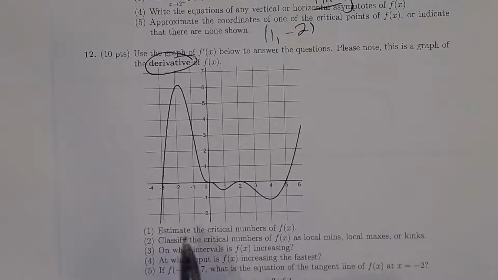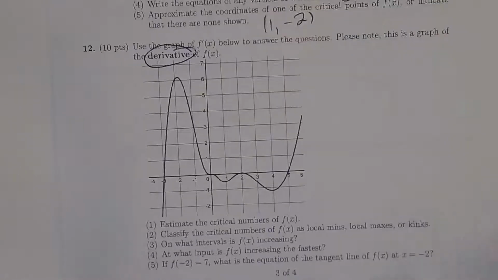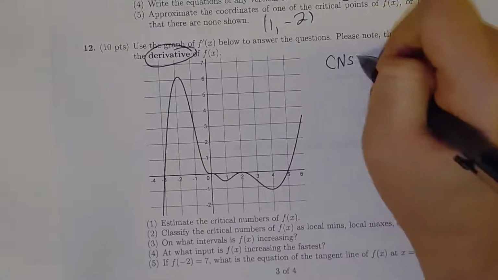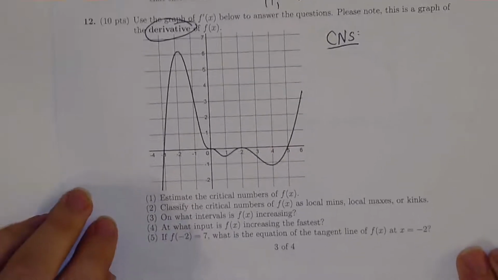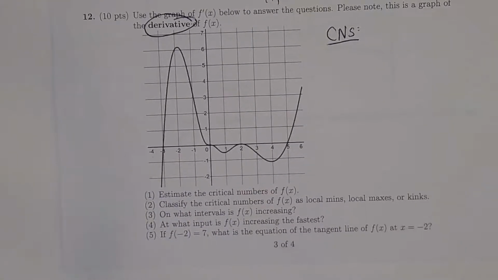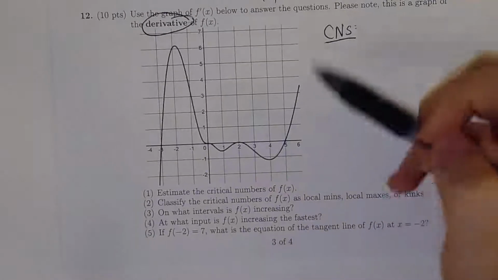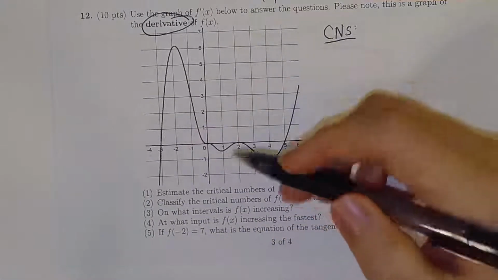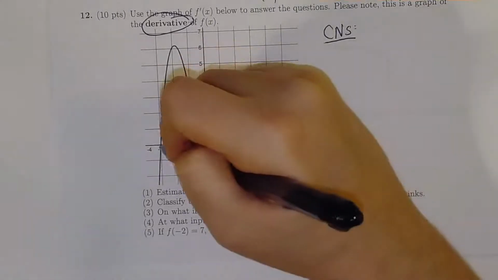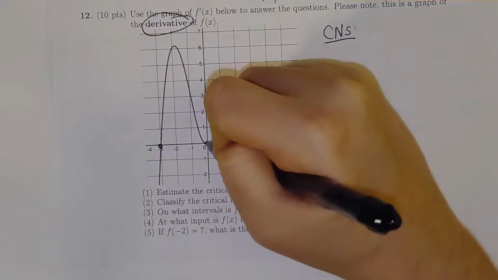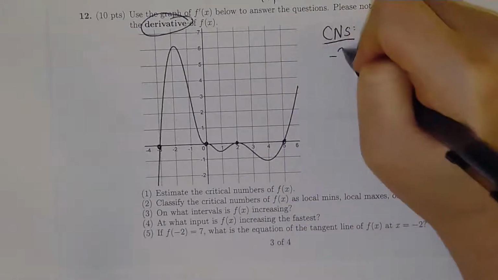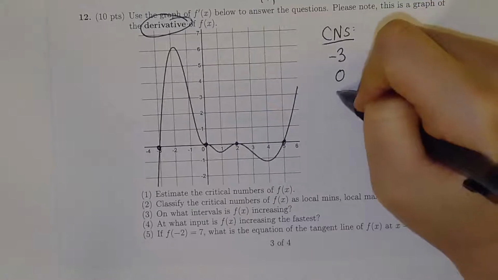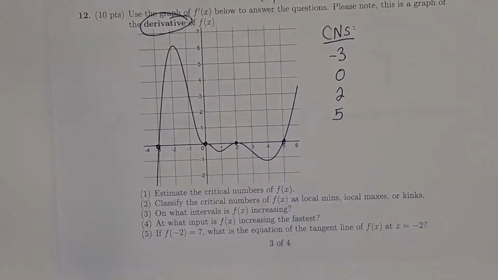I want to look for where the critical numbers of f are. And remember that what makes something a critical number is that the derivative there is 0. So this is the derivative. So I'm really looking for x-intercepts. So namely, -3, 0, 2, and 5. Those will be my critical numbers.